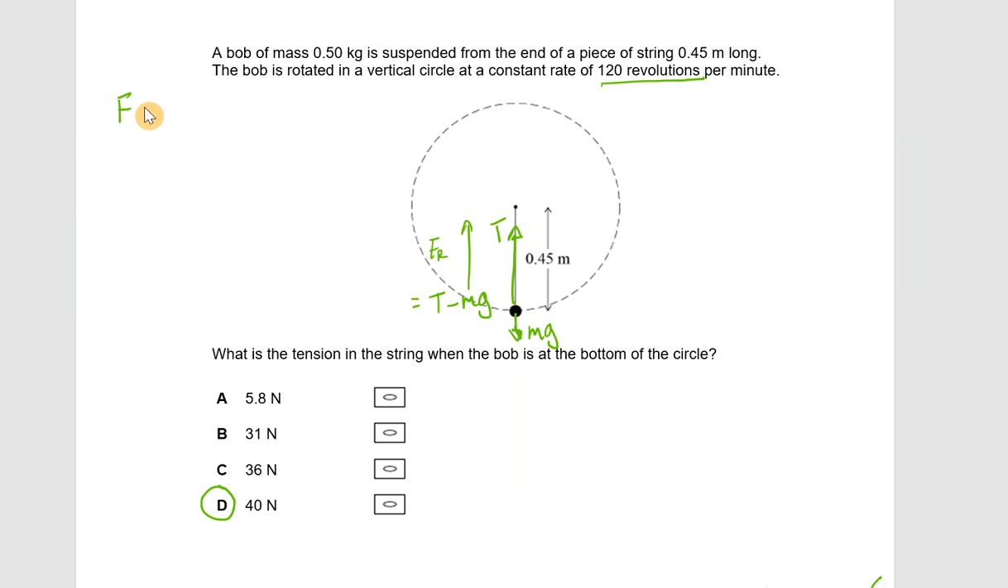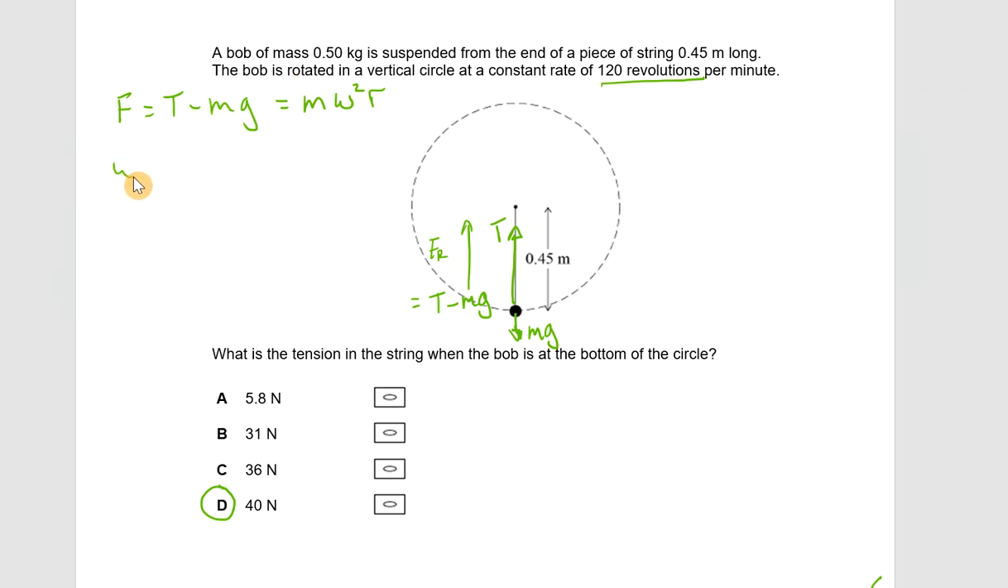So that resultant force is equal to, as I said, the tension minus the weight, but it's also going to be equal to the centripetal force, which from your data sheets is given by the mass multiplied by the angular velocity squared multiplied by the radius. Now if I could just find out the angular velocity, then I could use this equation to find the tension.